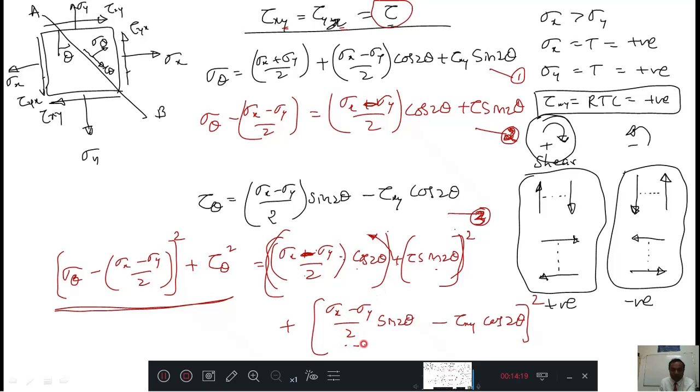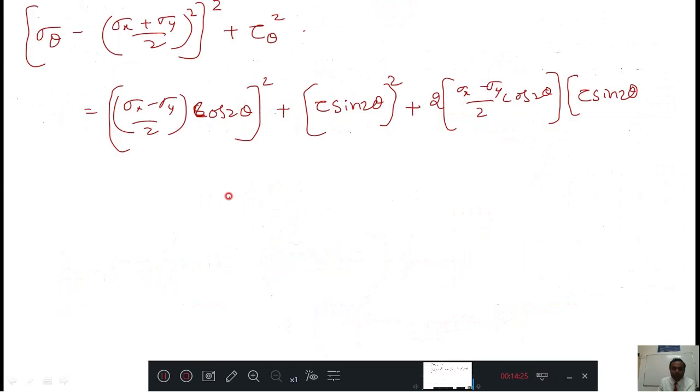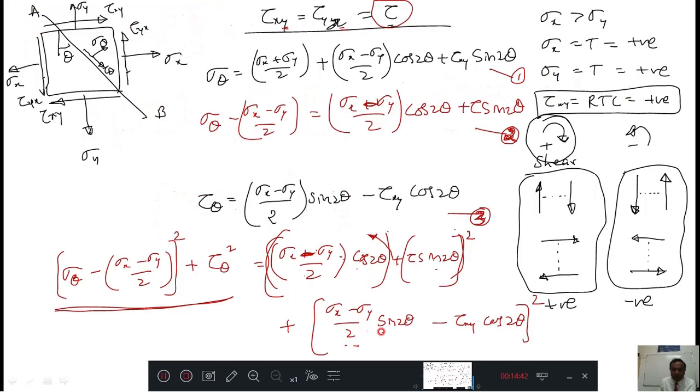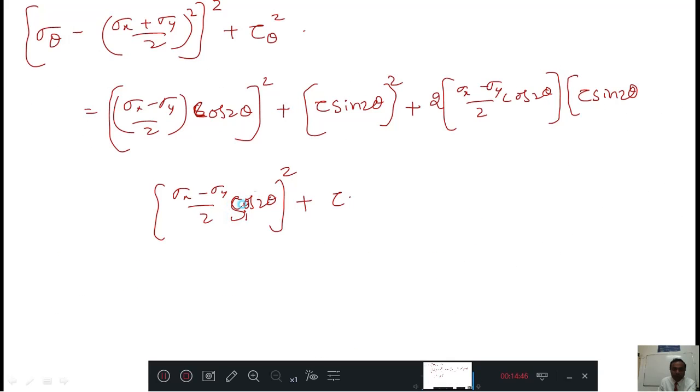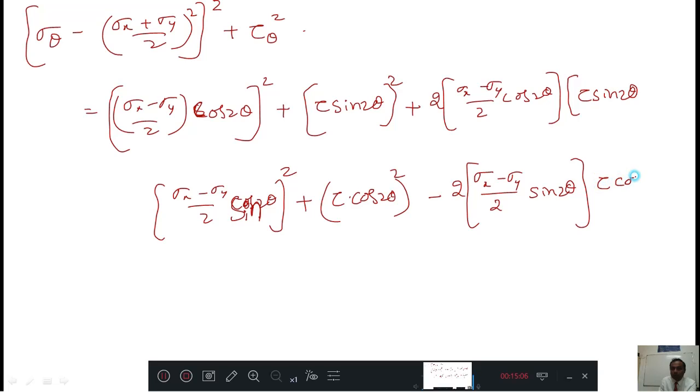Then what is this? This side I want. This side is a square plus b square minus 2ab. So a square is ((sigma x minus sigma y)/2) whole square cos square 2 theta, plus b square, tau, it is not cos, it is sin now. This time it is sin, tau cos 2 theta whole square, minus 2 times (sigma x minus sigma y)/2 sin 2 theta into tau cos 2 theta.